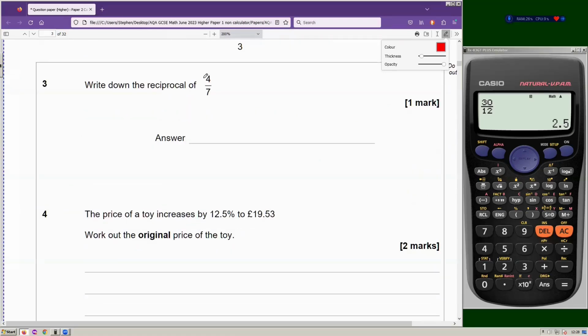Write down the reciprocal of 4 over 7. Well, it's just 7 over 4. Spin it upside down.